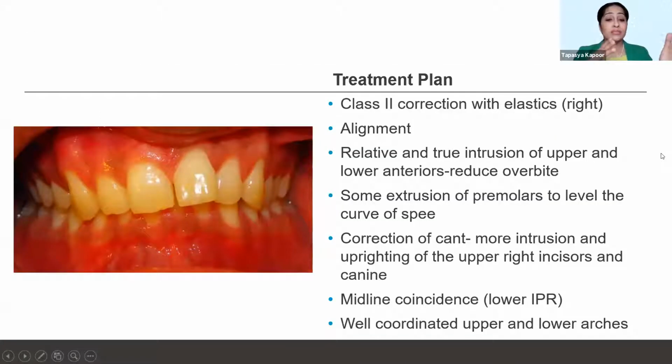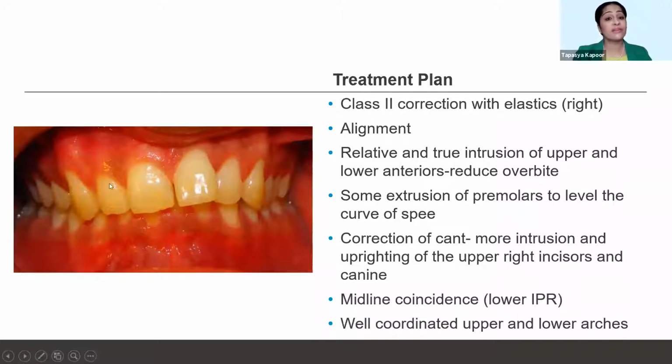Now, when I treated this patient, we were following a 2-week change protocol, so this patient was changing his aligners every 2 weeks. The treatment plan for him was class 2 correction with unilateral elastics only on the right side. That's another benefit: you can give unilateral elastics in a patient.